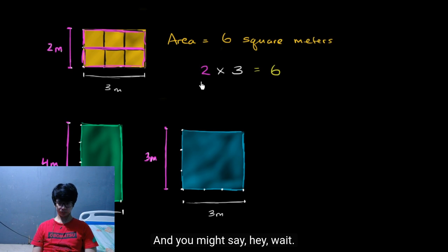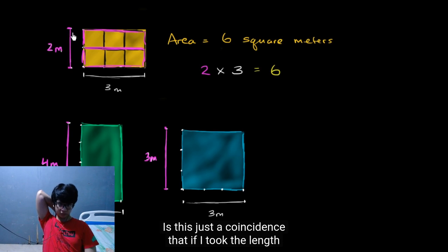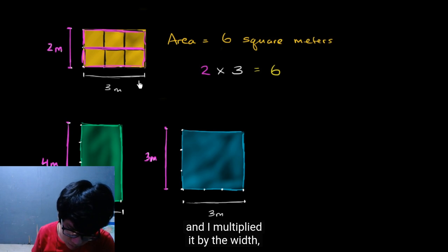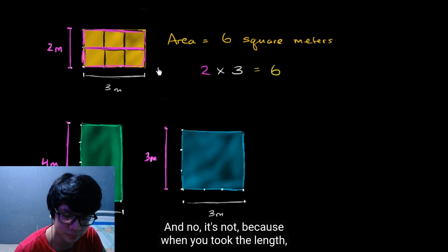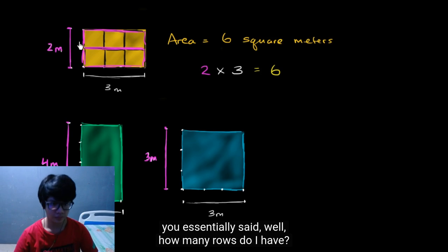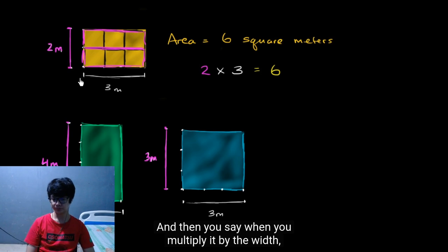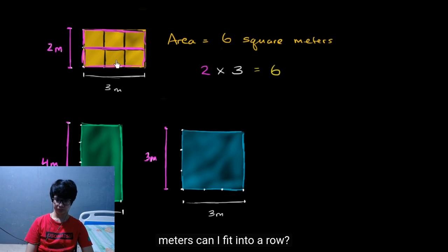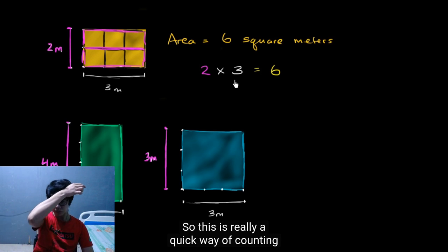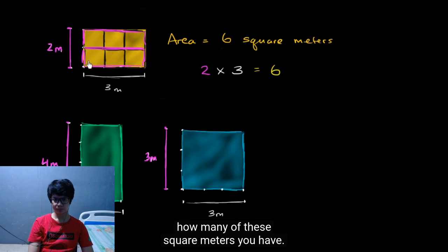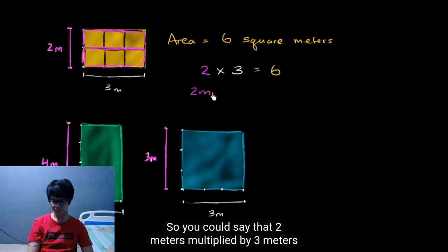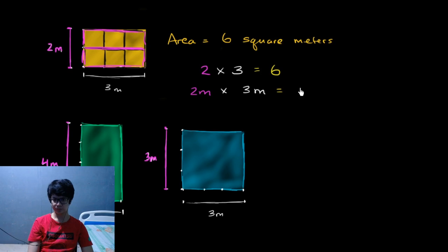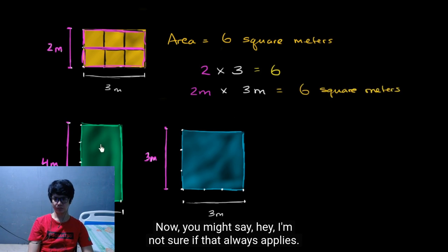And you might say, hey, wait, is this just a coincidence that if I took the length and I multiplied it by the width, I get the same thing as its area? And no, it's not, because when you took the length, you essentially said, well, how many rows do I have? And then when you multiply it by the width, you're saying, well, how many of these square meters can I fit into a row? So this is a really quick way of counting how many of these square meters you have. So you could say that 2 meters multiplied by 3 meters is equal to 6 square meters.